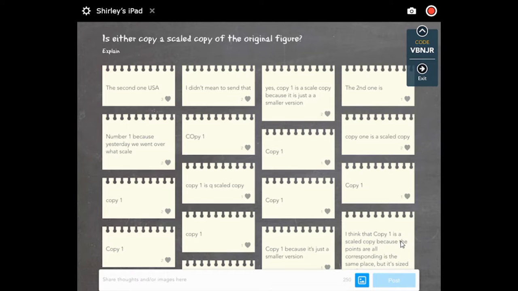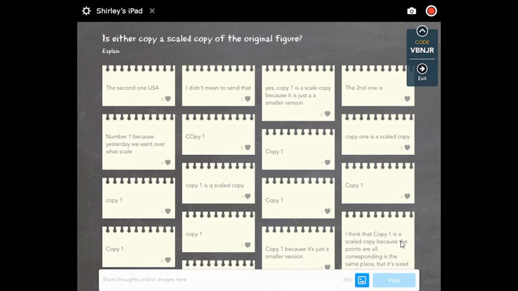Perfect, Jordan. That is the correct answer. My shape is smaller, but the angles are not any different. That's key to understanding scaled copies. My shape is either bigger or smaller, but if I move all of the dimensions in the same exact way, then it does not change any of the angles.